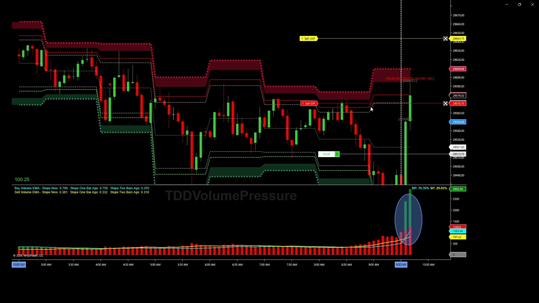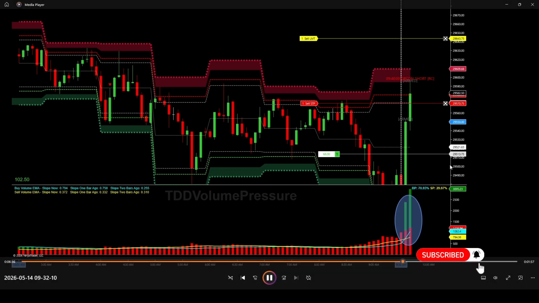You can see I moved my stop up again. At this point, I'm not even really paying attention. Or I moved my profit target up. My stop's real tight, just because I love to secure profit when I can.